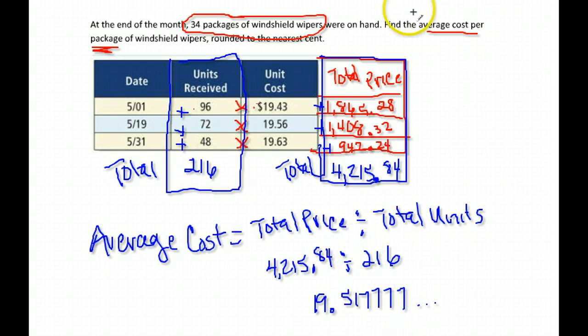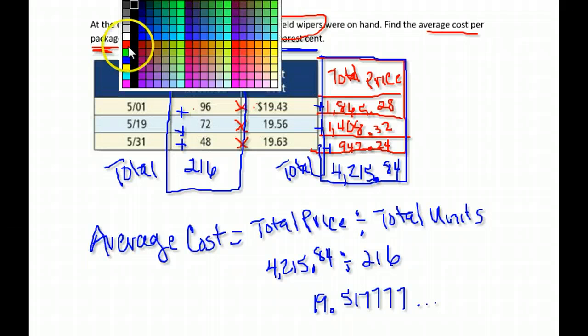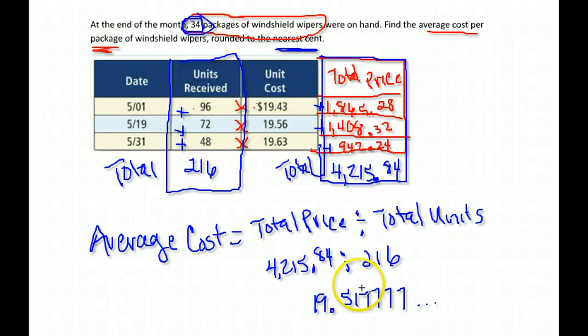Now if they wanted the average cost, we're done. We just have to round this off to the nearest cent is what they want, and we're done. If we needed to go on and find the value of the inventory, we would leave that number in our calculator and multiply by 34. But all they want is the average cost per item. So that's why it's important to read the question. Sometimes they want different things.